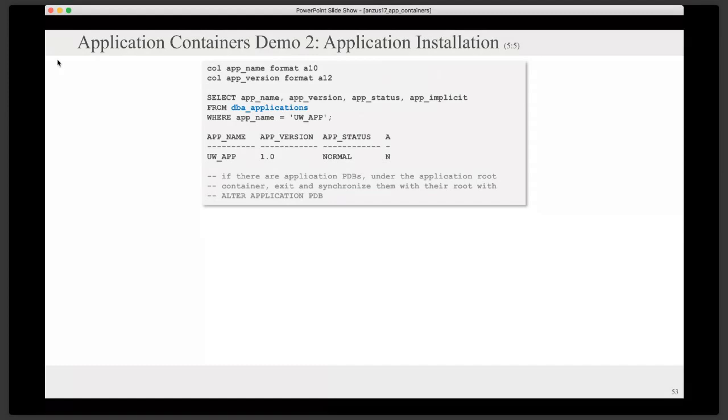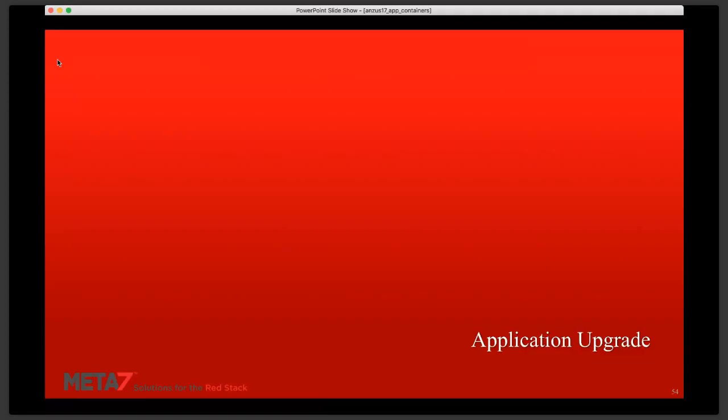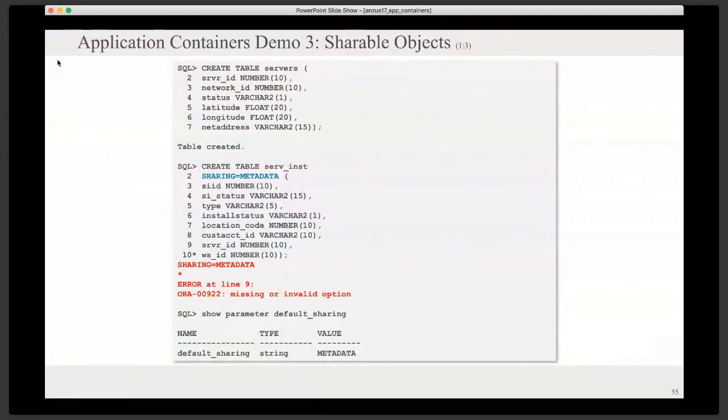Is set to no. And I've got a little note here that says if there are application PDBs under the application root container, exit and synchronize them with their root. If I had done this and PDBs had already existed, I would have to go into those PDBs and I would have to run a synchronization command. And it's just a really simple little one-line command, and it would synchronize with those changes. Now let's go to the application upgrade.